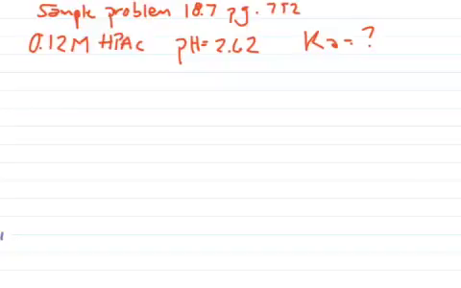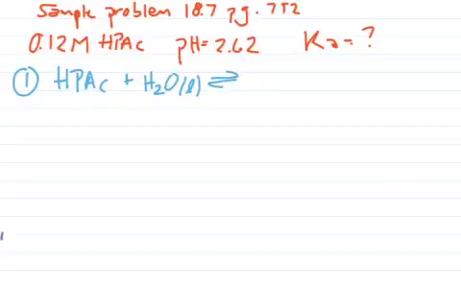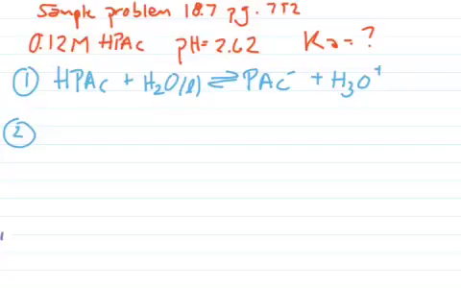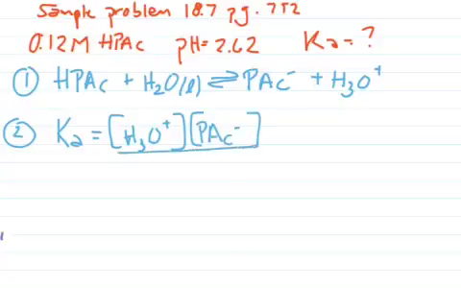Now, to find the Ka, we definitely need the molarity of the acid and the pH. If we don't have either, we won't be able to find the Ka. Now, the first thing you want to do is write the dissociation equation and the Ka expression. So step 1 is writing out the dissociation equation, which is HPAC plus water. Remember, this water is in liquid form, goes into PAC negative, so that's going to be our conjugate base, plus hydronium. Now, the second part is to find the Ka expression. So Ka is equal to our hydronium, our conjugate base, all over our acid.